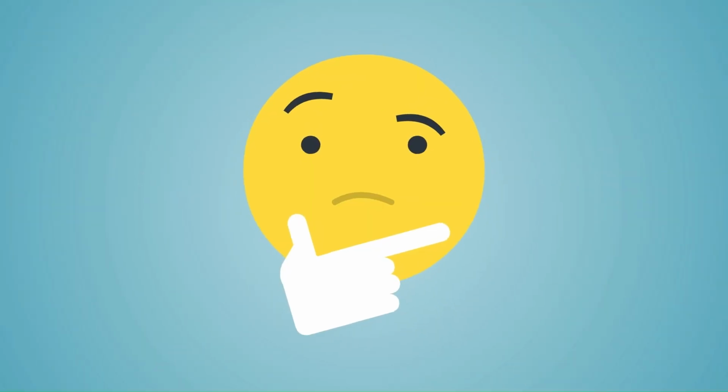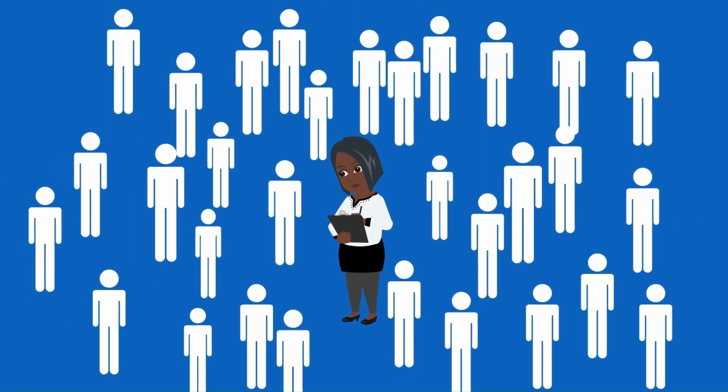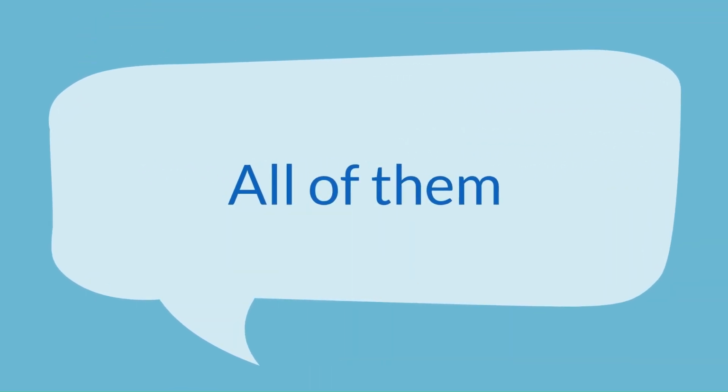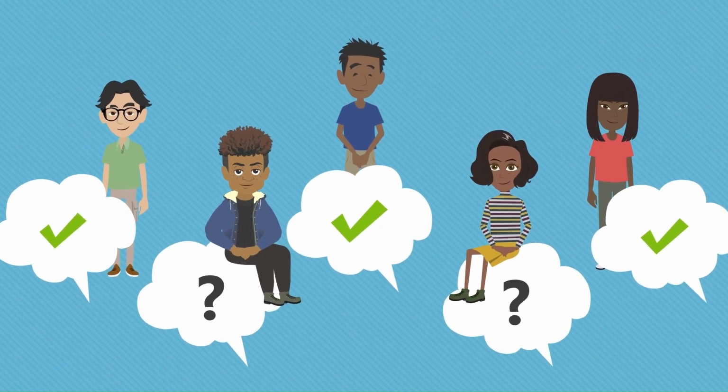Think about it. Now let's get back to our story. Consider for a moment, when teachers on field trips check to see if students are still with them, how many do they check on? The obvious answer here is all of them. It would seem careless to only verify that some of the students are still present and accounted for.